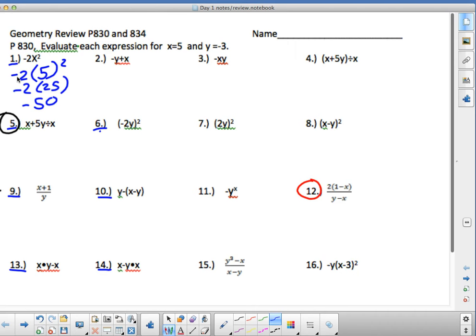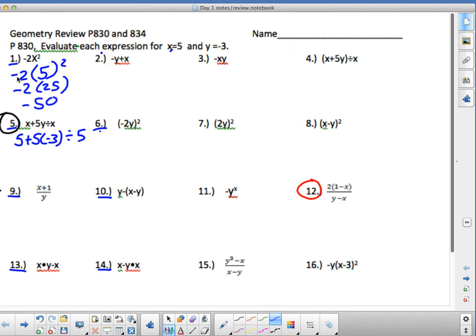Now, I'm not saying you have to write down everything you're thinking, but what I want to see is, in an expression that you're evaluating, you put in the 5 for x and the negative 3 for y. So we have 5 plus 5 times negative 3 divided by 5. According to order of operations, I have something called PEMDAS: parentheses, exponents, multiply, divide, add, and subtract. That's our order of operations.